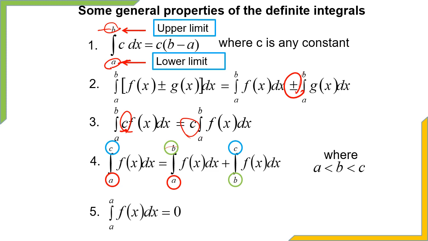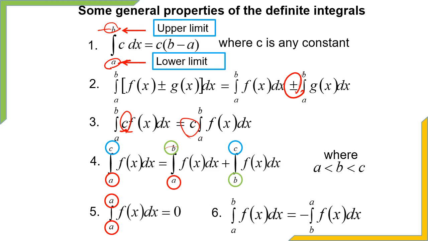And then the last one is integration of f(x) from a to a. It is starting from one point to that same point, so it didn't move anywhere. So it is equal to 0. And then integration of f(x) from a to b is equal to negative of integration of f(x) from b to a. So we have the opposite sign if the limits change, so the lower limit becomes the upper limit.